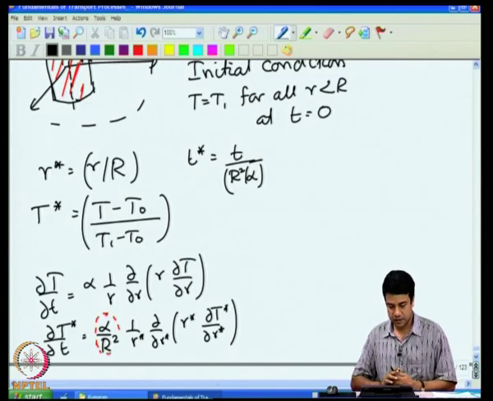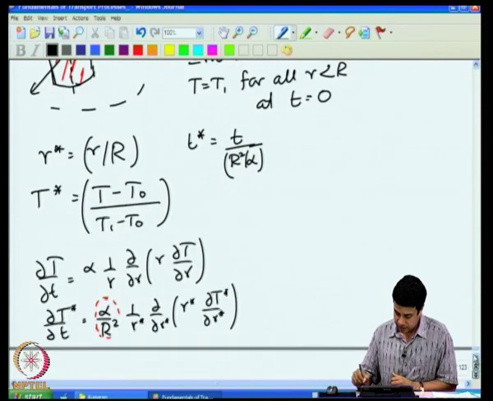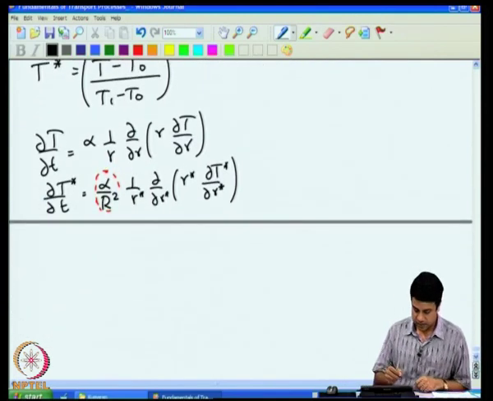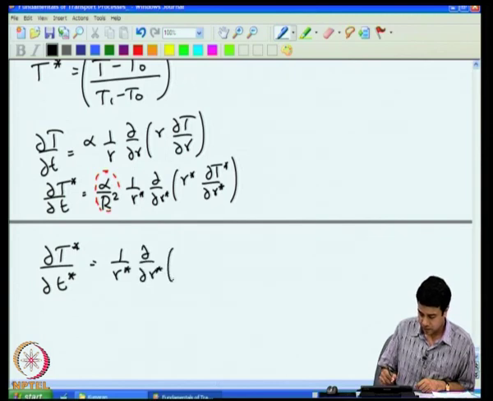Physically, this is the time it takes to diffuse over a distance comparable to capital R. So, I have scaled the distance by capital R. The time is being scaled by the time it takes for diffusion to take place over a distance comparable to capital R. So, if I scale it in this way, my equation now becomes dT star by dt star is equal to 1 over r star d by dr star of r star dT star by dr star.